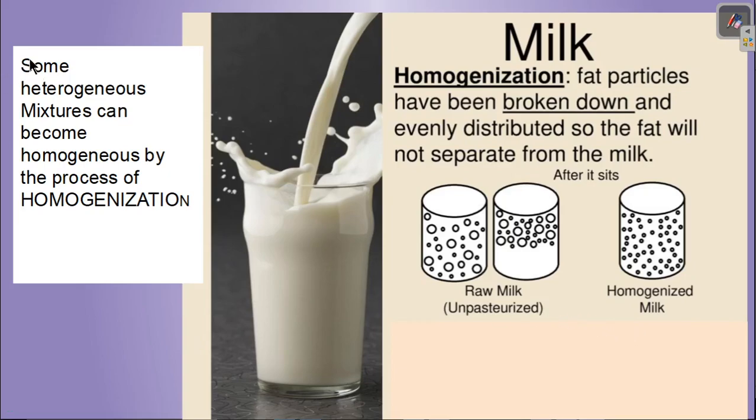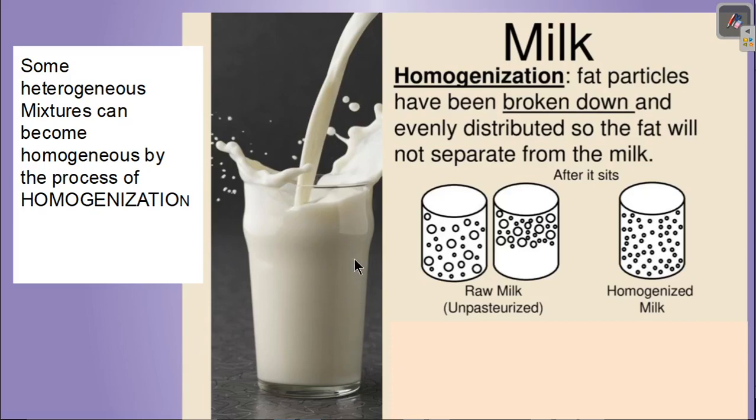Now, sometimes we can make heterogeneous mixtures become homogeneous. Something that is very clearly made out of different components, we have a process that will make them look the same everywhere. Milk is a substance that can be homogeneous. I cannot say this word very well. Homogenization means to make it homogeneous. So homogenization is the process of making something look the same everywhere.